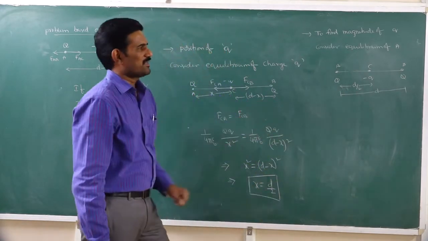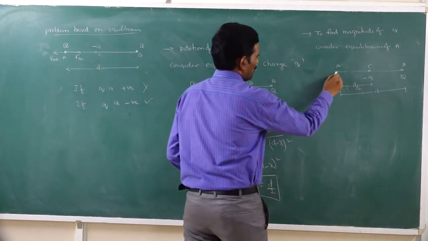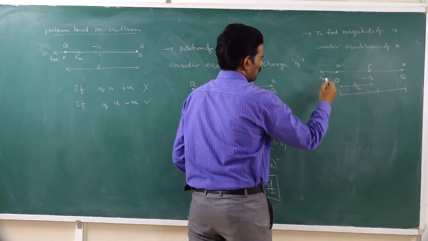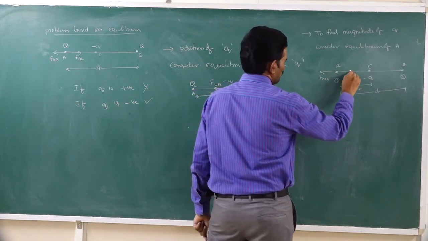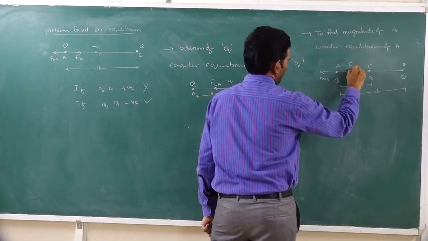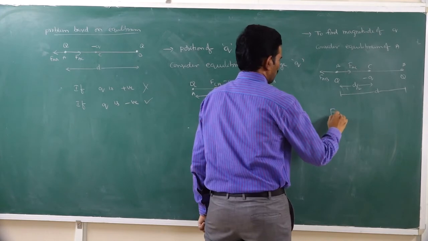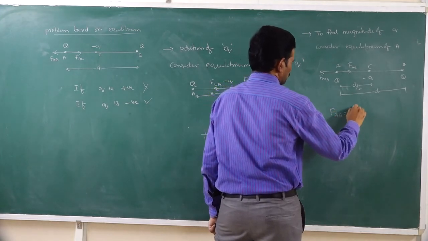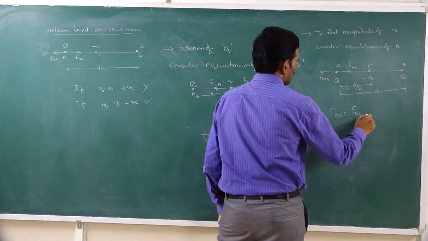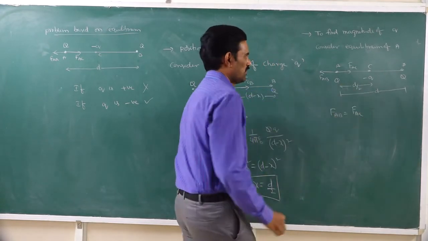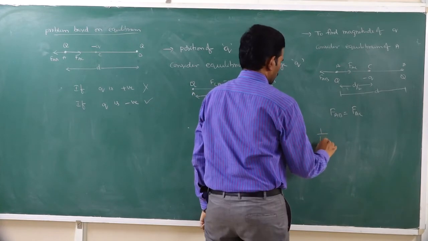And so now let us write the equilibrium of A. Equilibrium of A means force on A due to B will be along this direction. This is force on A due to B, and force on A due to C will be along this direction. And therefore in equilibrium we can equate that. So force acting on A due to B must be equal to force acting on A due to C.